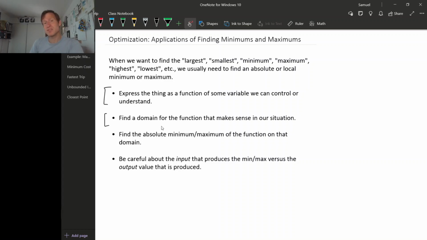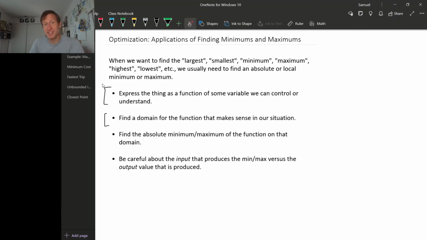And sometimes the domain will come from the function itself, but often the domain will come from the situation. Like in many situations, some input values just won't make realistic sense. So for example, if a distance is your input value, then it doesn't make sense for it to be negative much of the time, because if you're talking about just a distance as opposed to a displacement, it can't be negative.